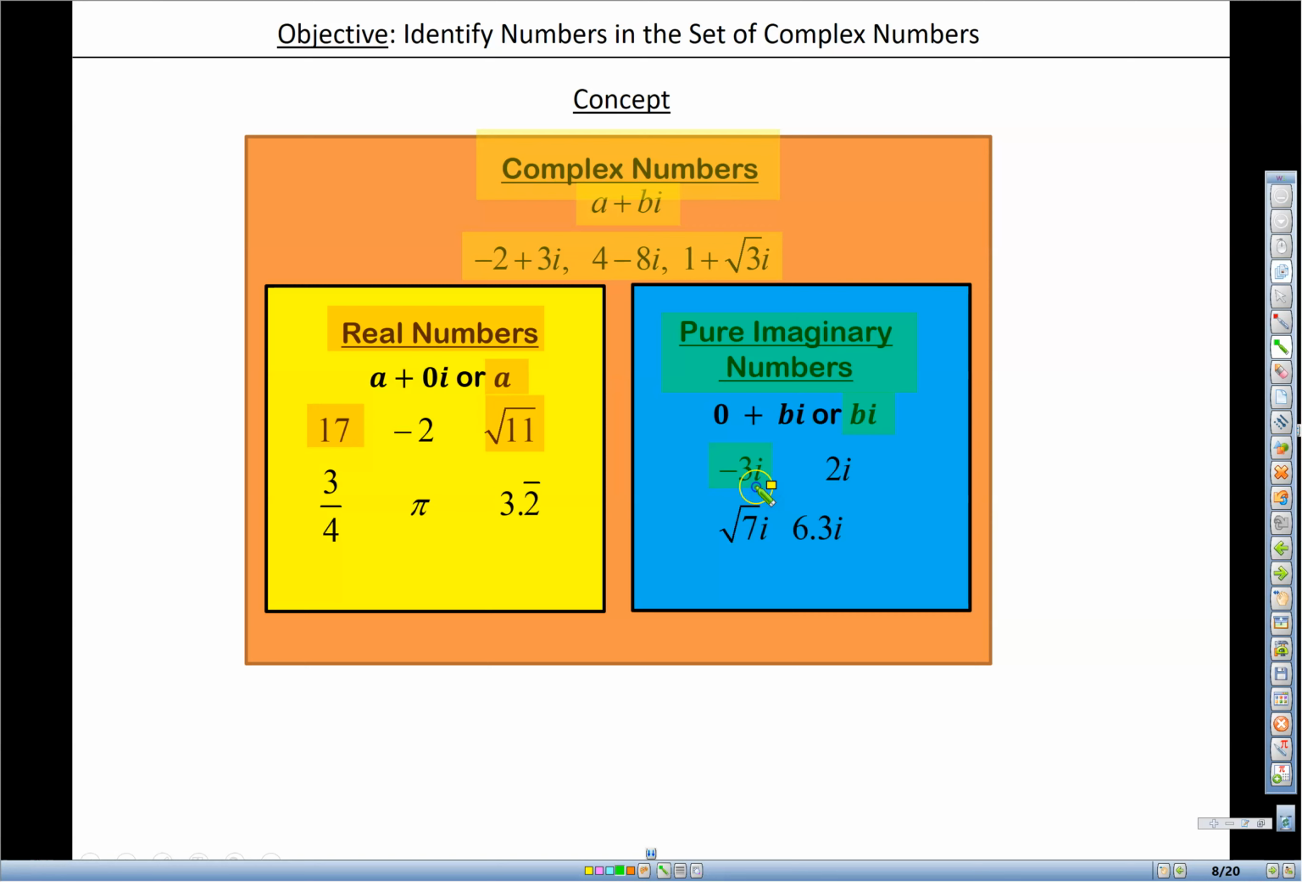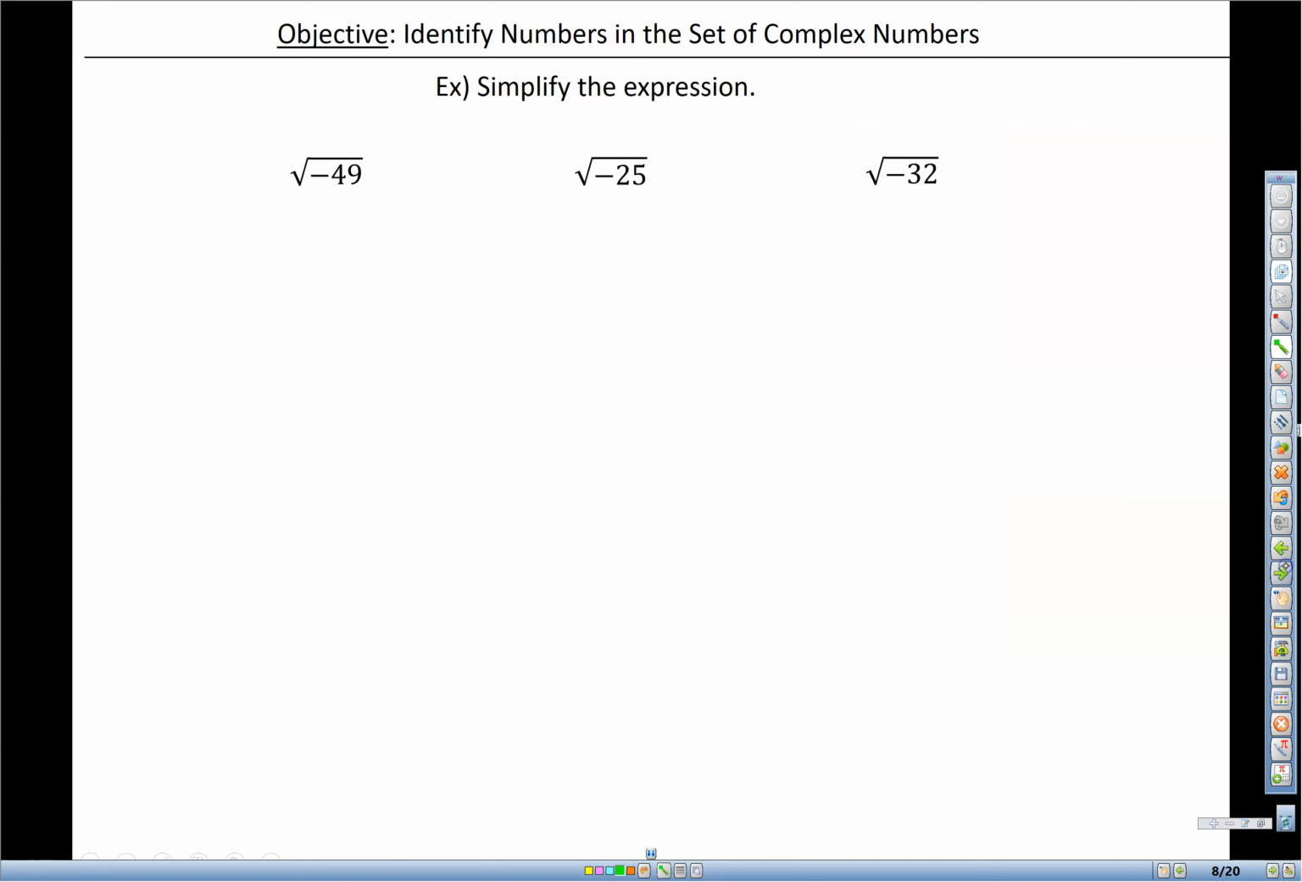And we can have an integer times i, a decimal times i, or an irrational number like the square root of 7 times i. The big thing is that it's a real number times i. That's a pure imaginary number. All right, so one of the skills that we're going to develop is being able to simplify the square roots of negative real numbers. We should realize that each of these represents a pure imaginary number, a number times i.